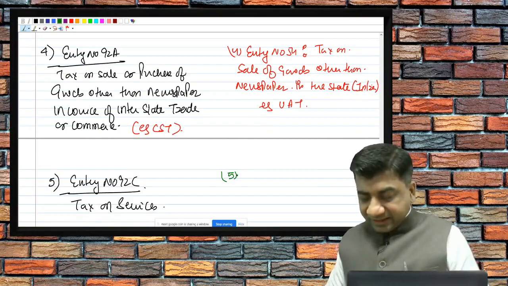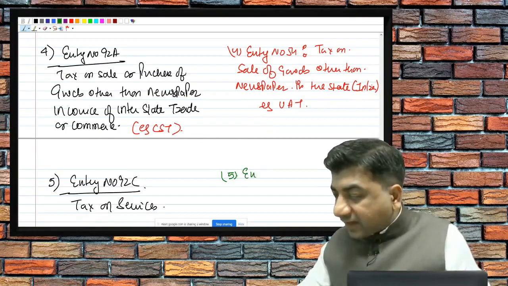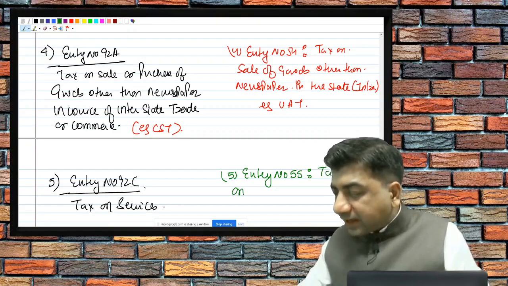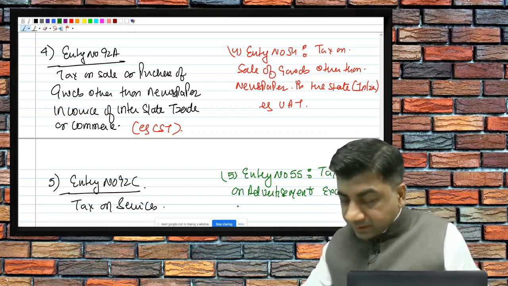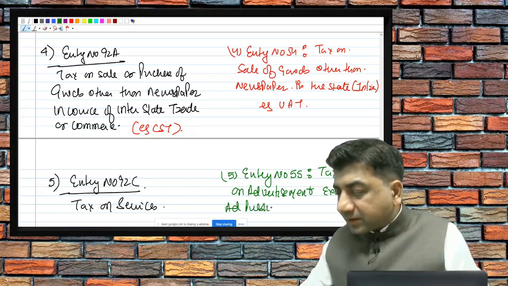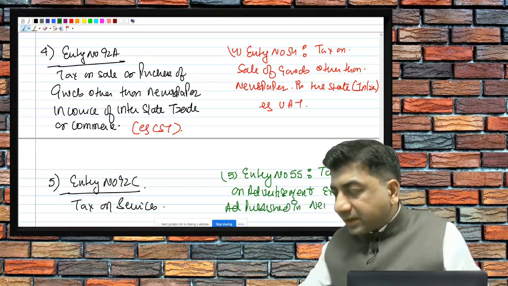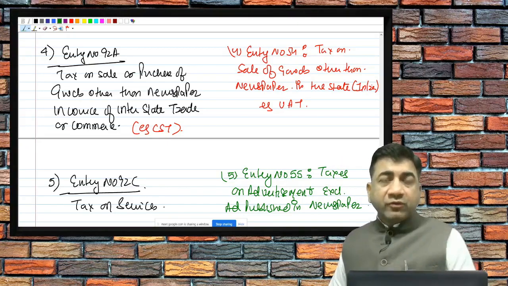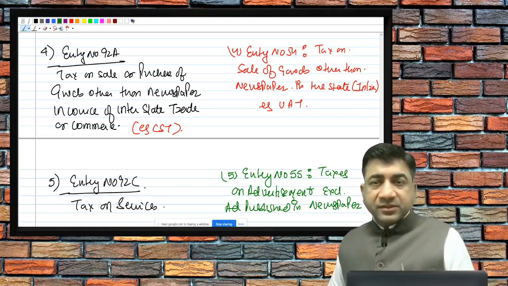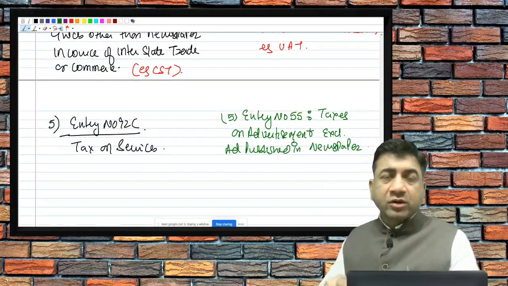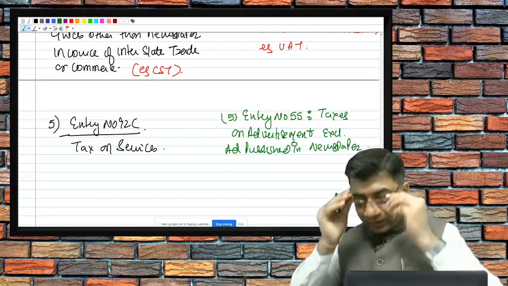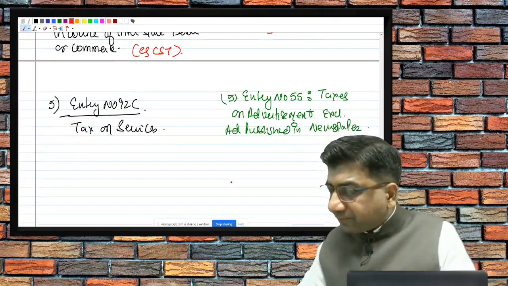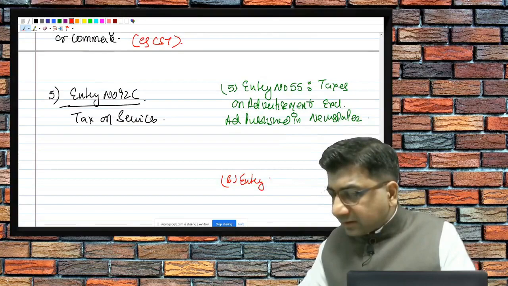Next major entry, friends. Entry number 55. Entry number 55 said taxes on advertisement excluding ad published in newspaper. So except newspapers, whenever ads were there on TV or radio, whatever taxes were there, the state was authorized. I'm going to tell you whether this entry is still there or has been included in GST. Don't worry.